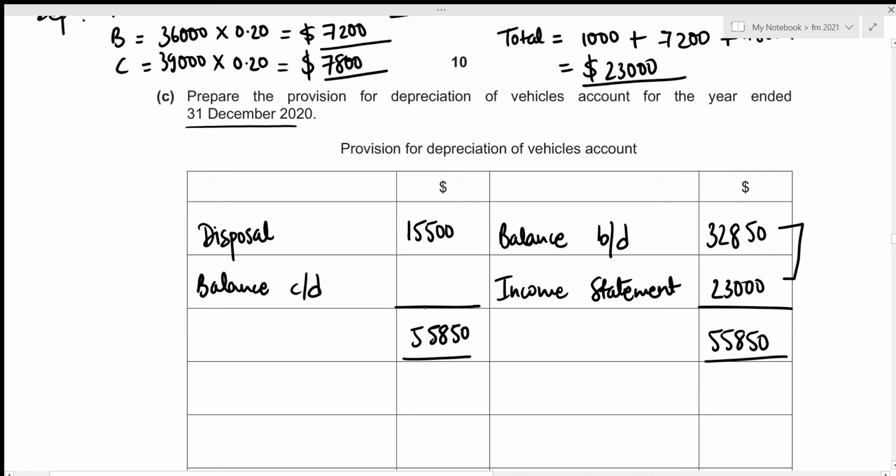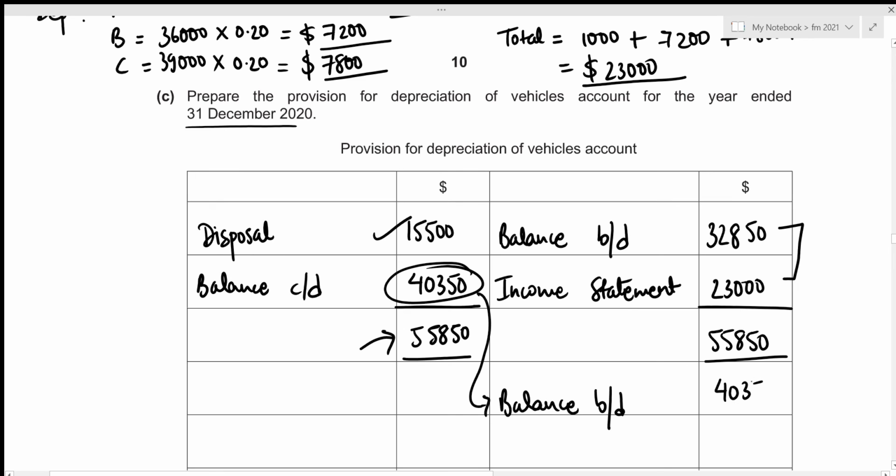Now we can easily figure out the closing balance as it acts as the balancing figure. So we need to subtract this value from our total. That's 55,850 minus 15,500, which results in the closing balance of the provision for depreciation to be 40,350. And this closing balance for this year will act as the opening balance for next year. So we need to record it as the opening balance as well on the opposite side. So that's balance BD with the value of 40,350. All right, this concludes the third part of this question. Now we can move towards the fourth one.